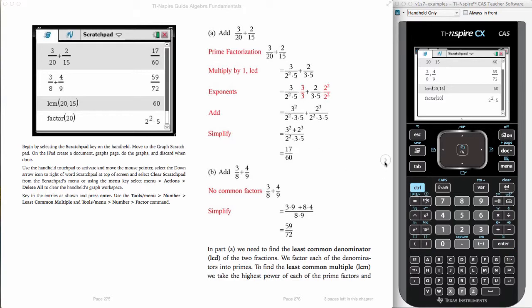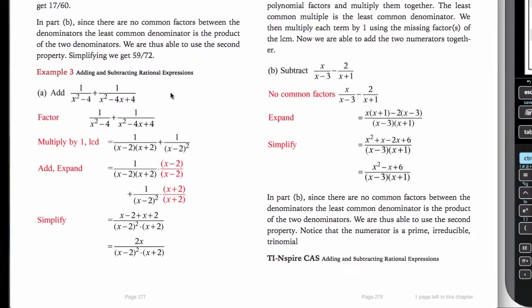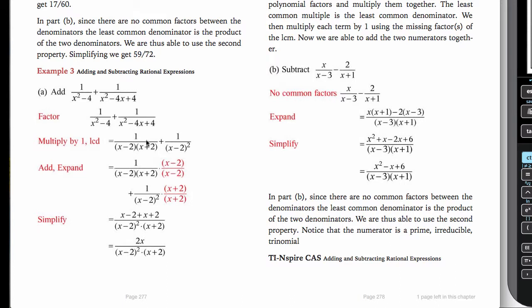Turning to the next page, we will use the same technique on rational expressions. So we will factor, we will look at the common denominator. We will need in the first part an x minus 2 times both the numerator and denominator. For the second part, to get our common denominator, we're going to need an x plus 2.